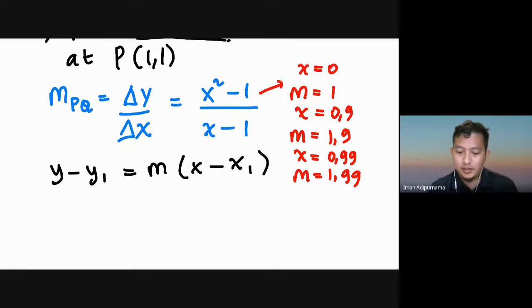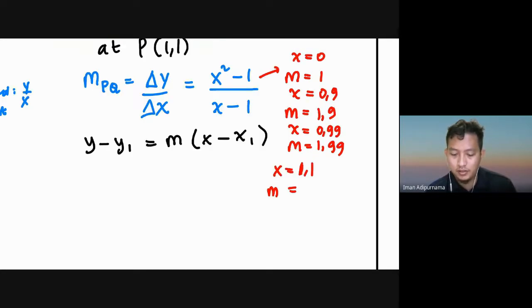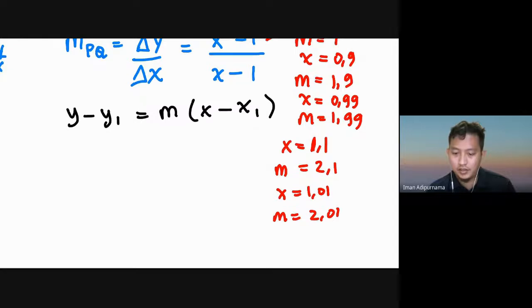And if you check the x is 1.1, the gradient will be, if you use a calculator, you will find, this is just to show you that there is a slight difference.